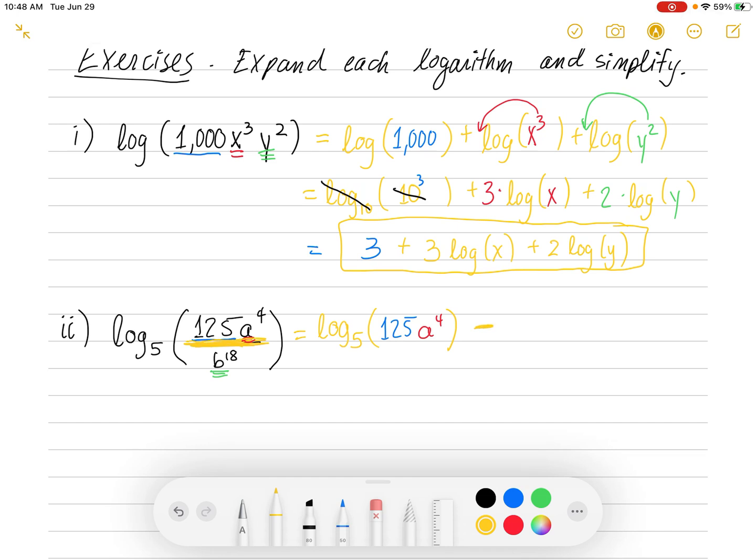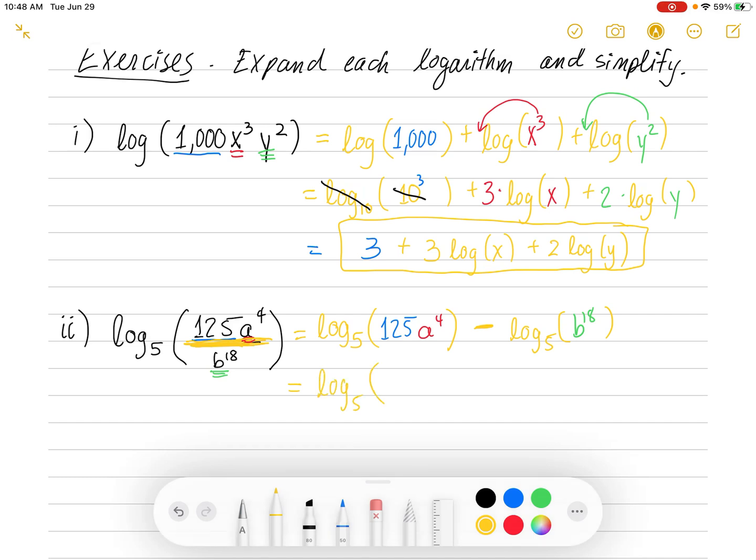So we're going to leave 125 and a to the 4th together inside of one log. And we're going to turn that division into a separation of logs where we subtract. So this fraction bar becomes a minus and then another log, log base 5 of your denominator. Your denominator is b to the 18th.